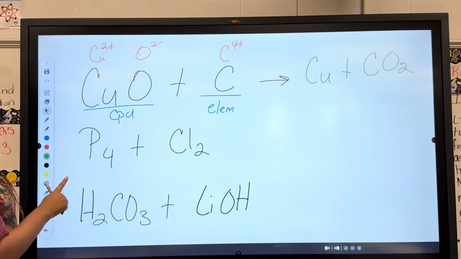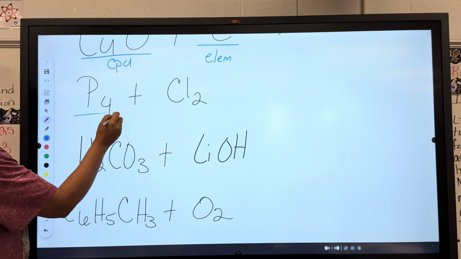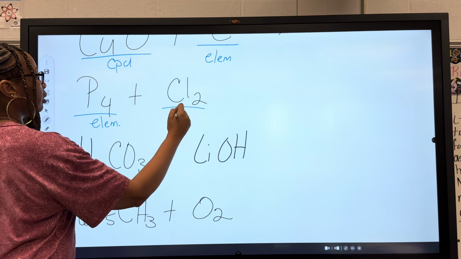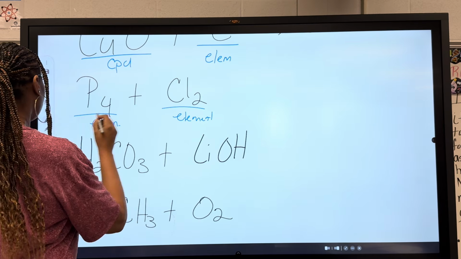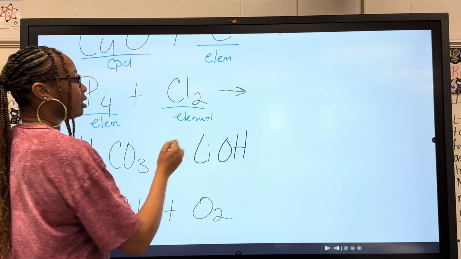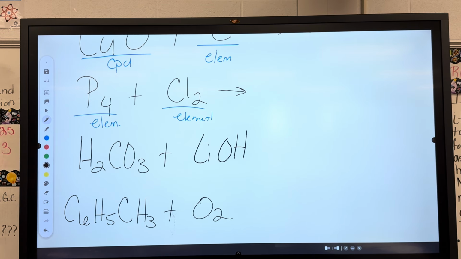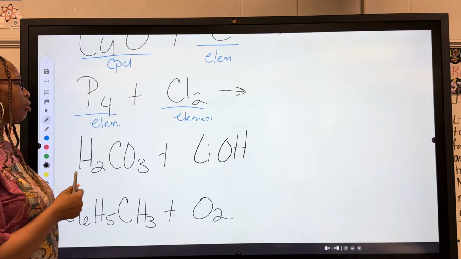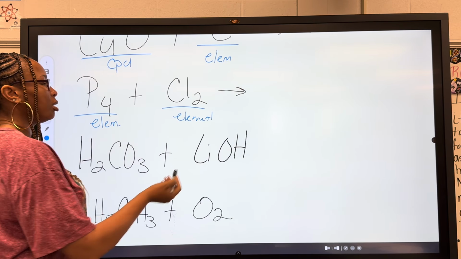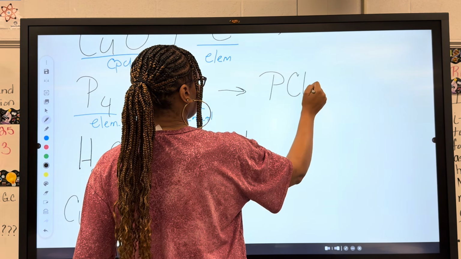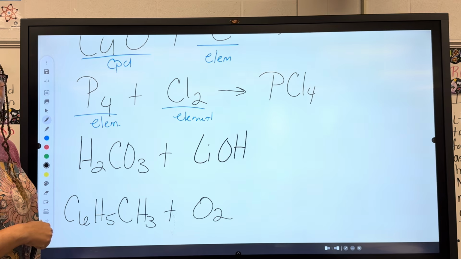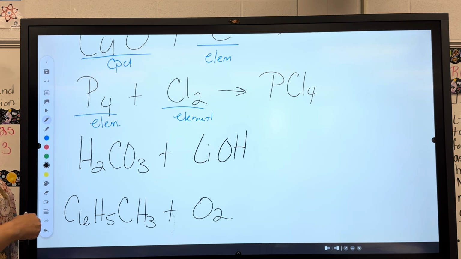All right, so now the next one, notice that I have an element and an element. So this is going to result in what we call a synthesis or a combination reaction, where these two are going to actually come together. Phosphorus and chlorine are both nonmetals. And so this is going to form, what is this one? It's PCl4. Is it 3? It's 3. PCl3. Yeah.